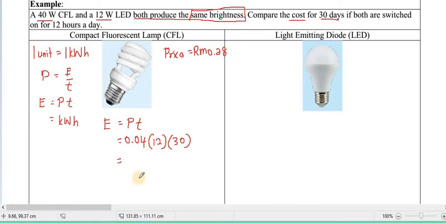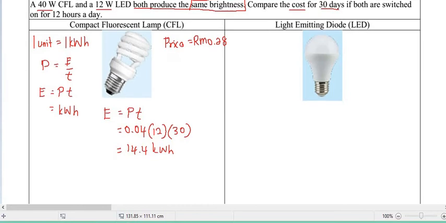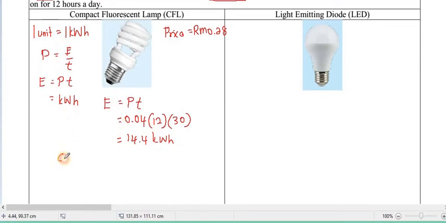So we see that it is equal to 14.4 kilowatt hour. So this is the total amount of energy used by the compact fluorescent lamp. So the cost will be how many units? 14.4 units times 28 cents.